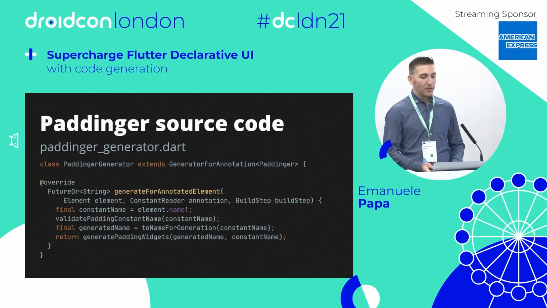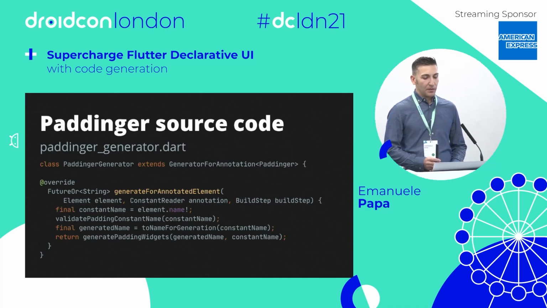What we do here is first we get the constant name. For example, for padding medium, we get padding medium as a string. Then we validate that the user using our library annotated what we expect. The only thing I put in place is that I want something that starts with padding underscore and nothing more. But of course, you can check that the user can only annotate classes or only methods or only variables. It's up to you and what you need to do.